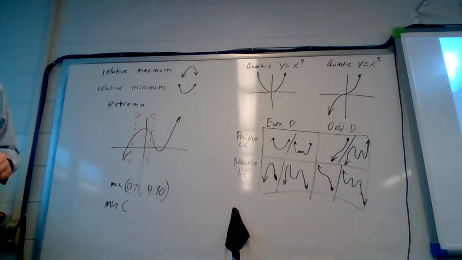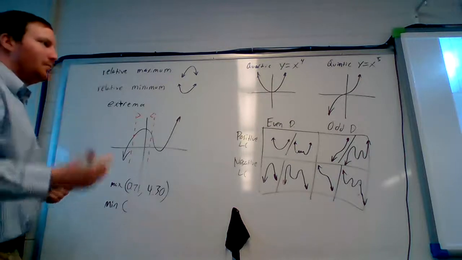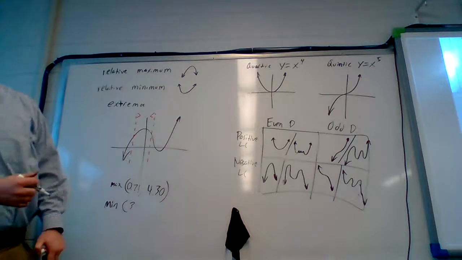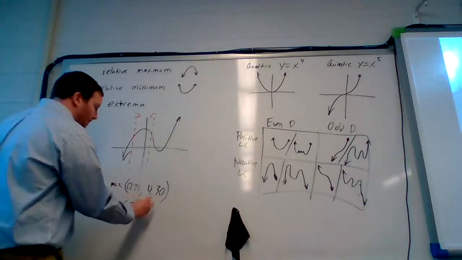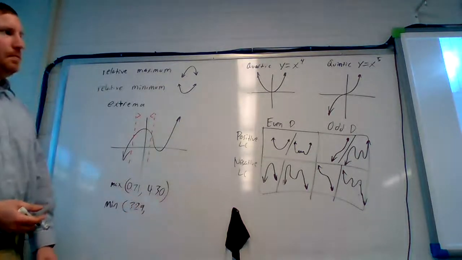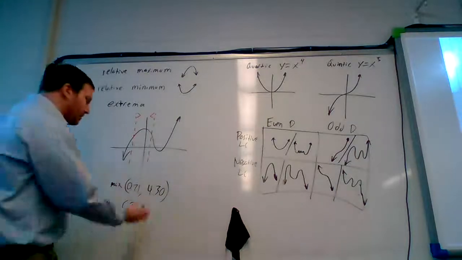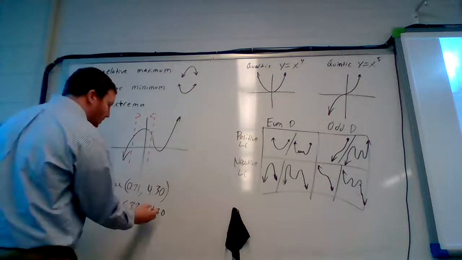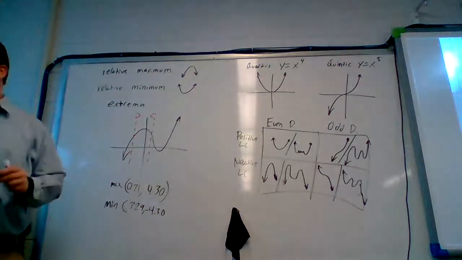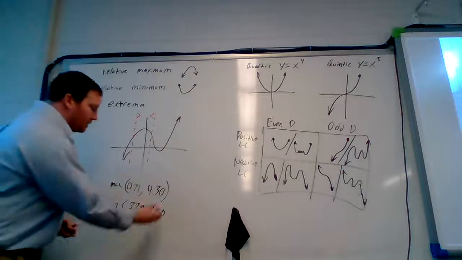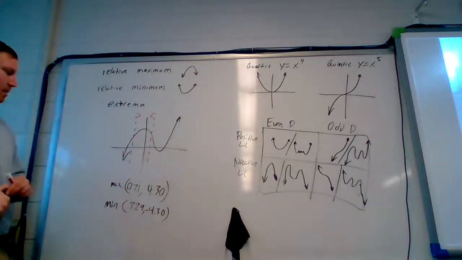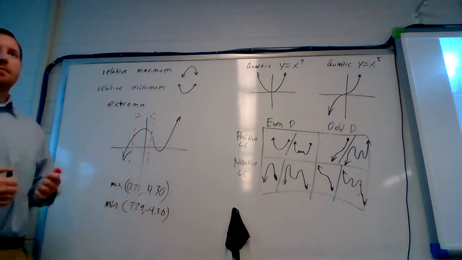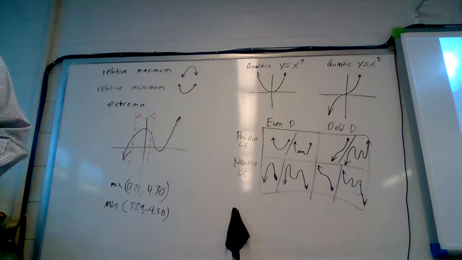Guess in between those two points, and my minimum value is at 3.29 and 4.30 as well, except negative 4.30. And so there's my minimum and maximum values, okay? Or relative minimum, maximum values.